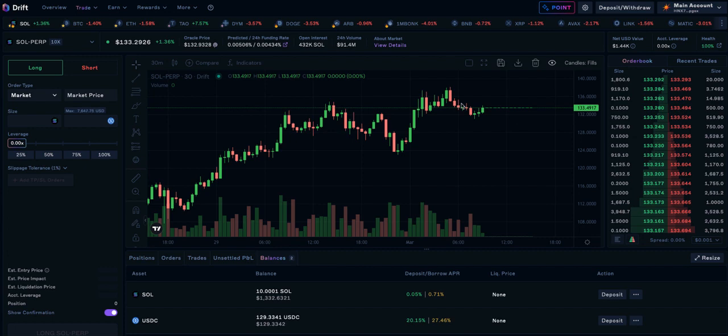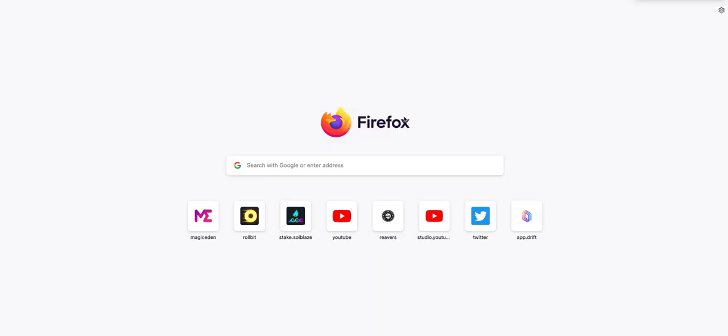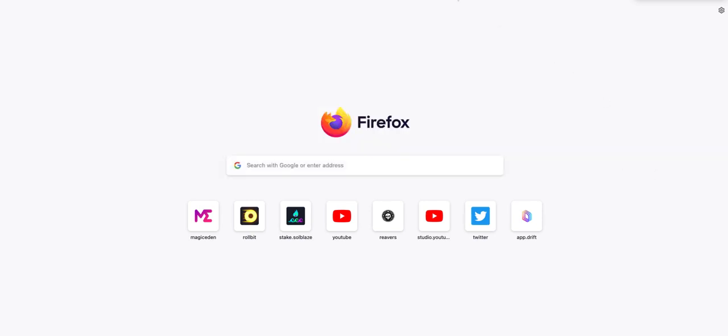So first things first, you're gonna go to Drift. The address to Drift is app.drift.trade, okay? There it is right here. As you can see here, this is your address. Boom. App drift trade, right? That's going to take you to where I'm at, right? Also, you need to have a VPN to go there.